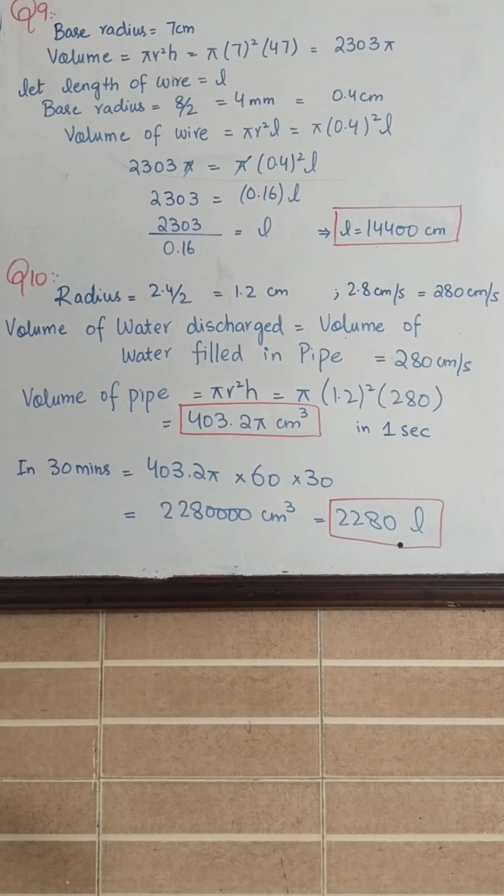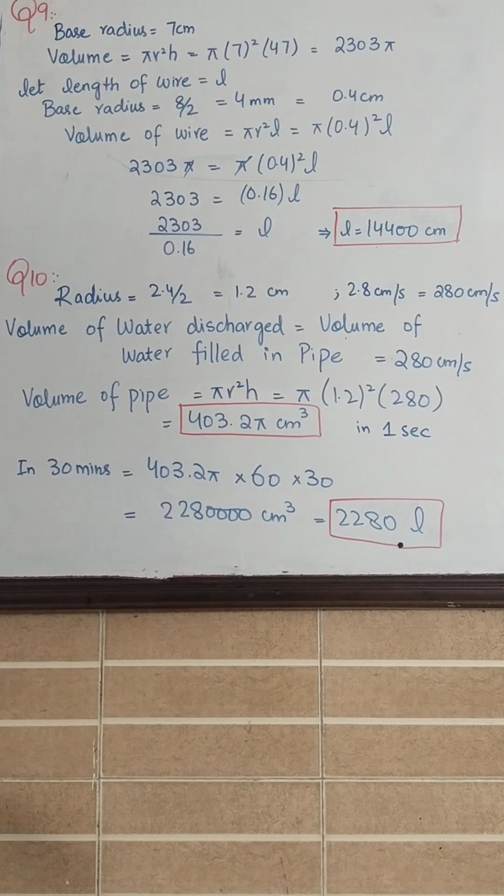Question number 10. A pipe of diameter 2.4 centimeter discharges water at a rate of 2.8 meter per second. It means 2.8 meter per second water is discharging. Find the volume of the water discharged in half an hour, giving your answer in liters. Discharge rate is given in seconds, but we are asked to find the discharge in half an hour. Half an hour means 30 minutes.